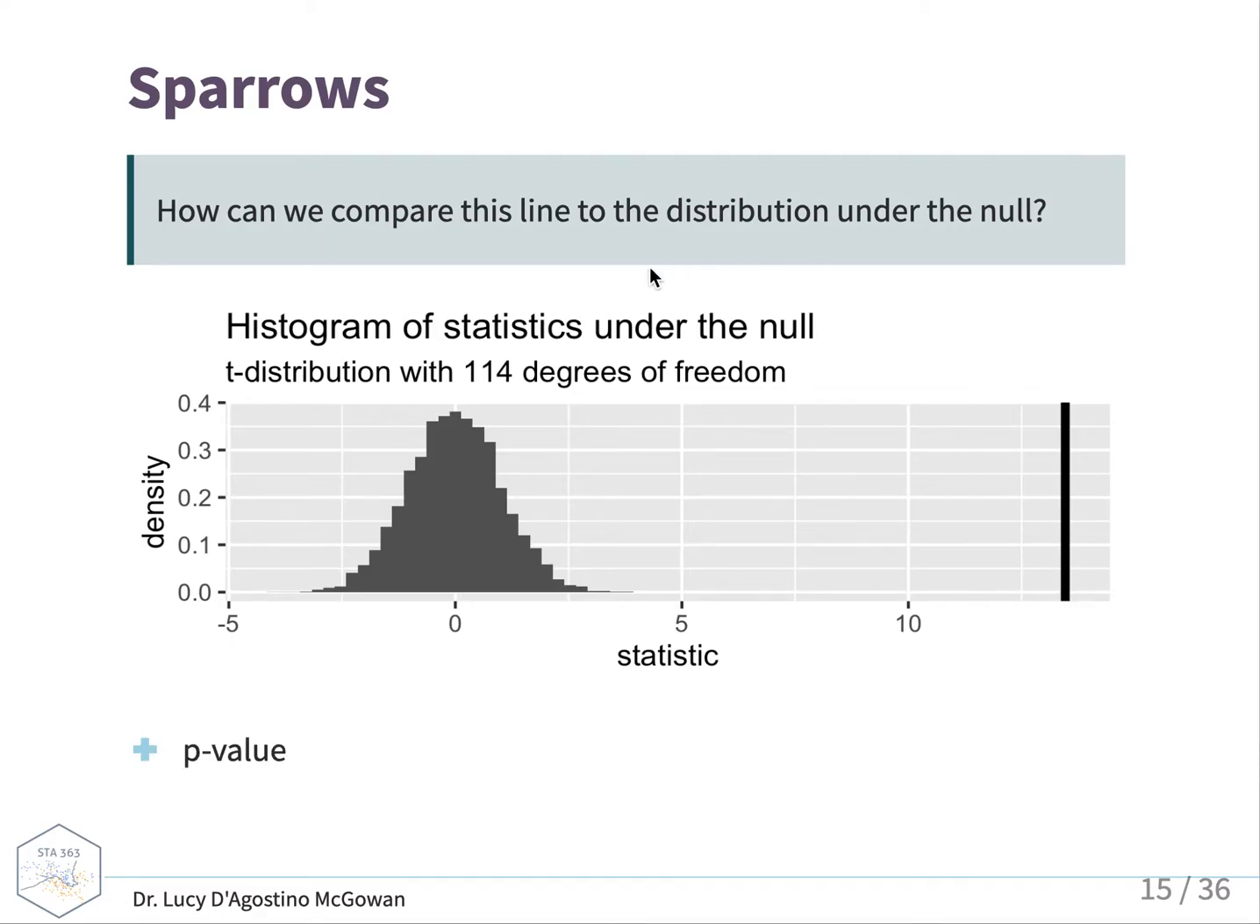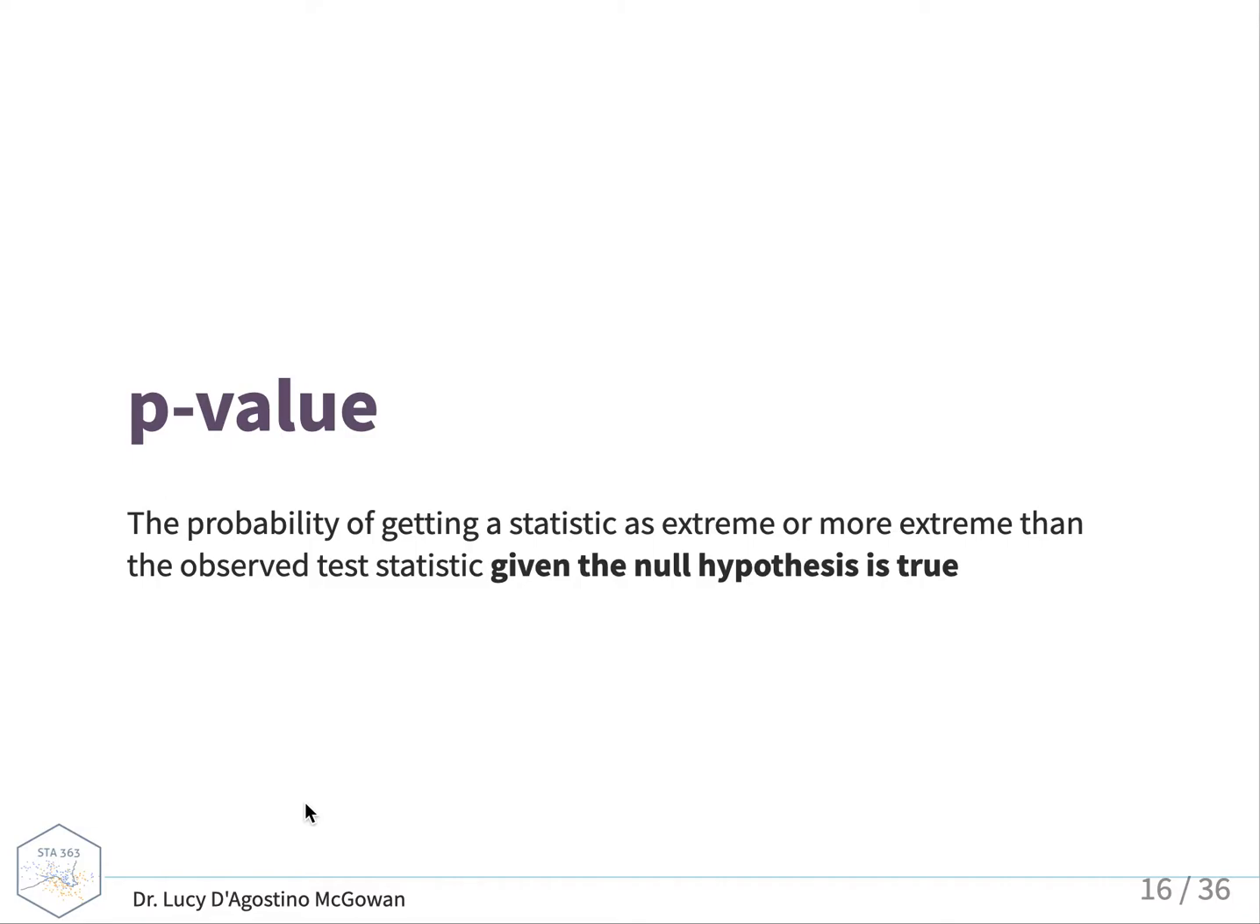The way that we actually compare this line to the distribution under the null is exactly what a p-value is doing. The p-value is defined as the probability of getting a statistic as extreme or more extreme than the observed test statistic given the null hypothesis is true. I'm going to say that one more time because the definition of p-value is really important. It's important to fully understand what this is. It is the probability of getting a statistic as extreme or more extreme than the observed test statistic given the null hypothesis is true.